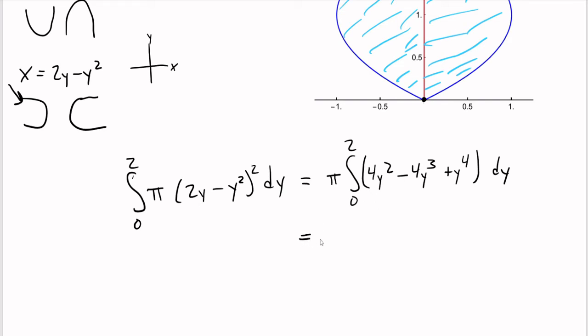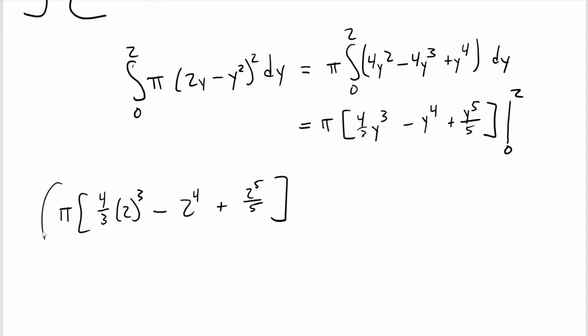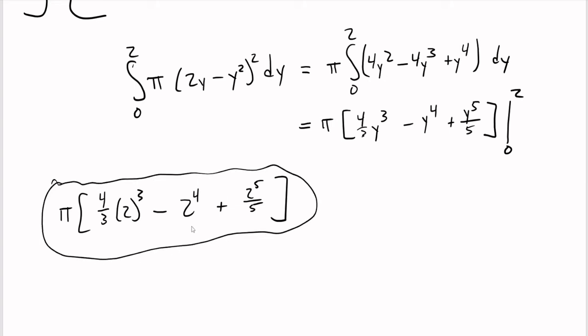The reverse power rule. Okay, so that's going to be pi times, add 1 divide, 4/3 y cubed, minus add 1 divide, y to the 4th, plus add 1 divide, y to the 5th over 5, from 0 to 2. Okay, so then we'll do that over here now. Pi times 4/3 2 cubed minus 2 to the 4th plus 2 to the 5th over 5. And lucky for us, plug 0 in, that's just 0. Okay. So there you go. That's your answer, which you can plug into a calculator to simplify down to just one number if you want. Go ahead and do that.